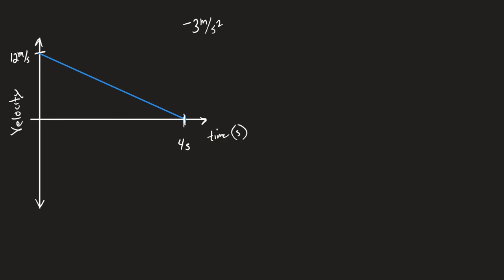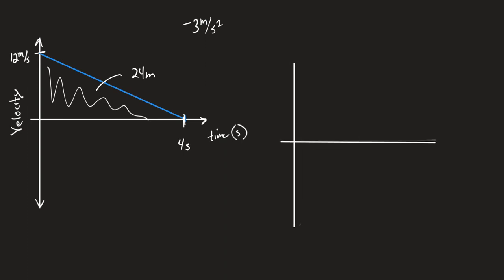Yeah. During that time, looks like it travels, what, 24 meters? That's the area I see in here. So if I was to come up with a position graph, assuming it started at the origin, after 4 seconds, position would be over here someplace.